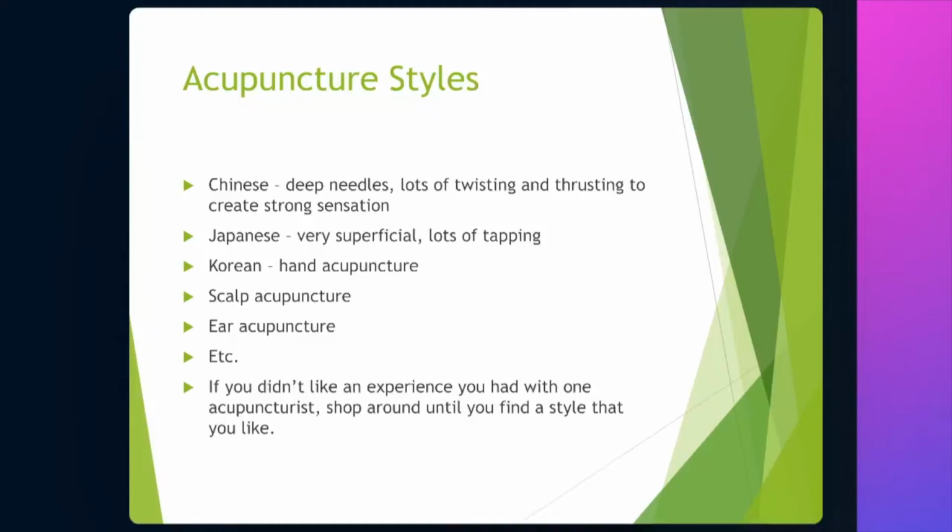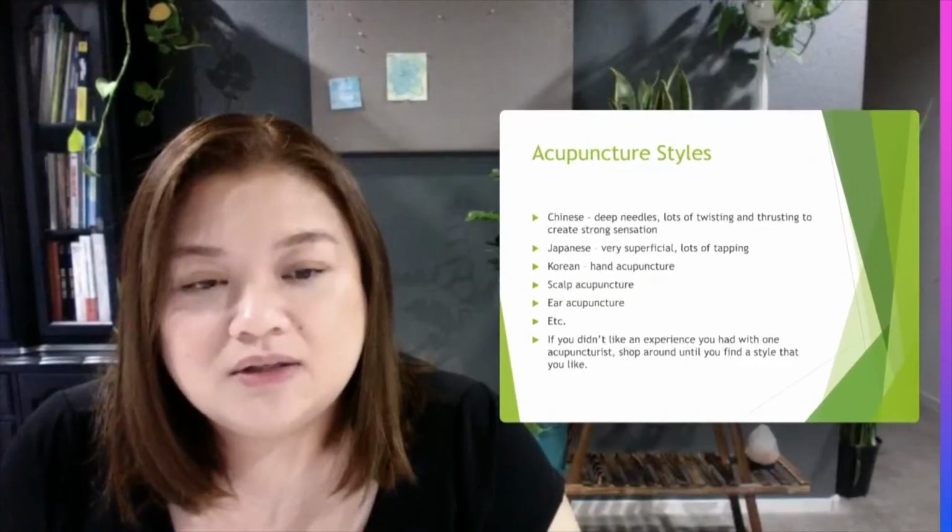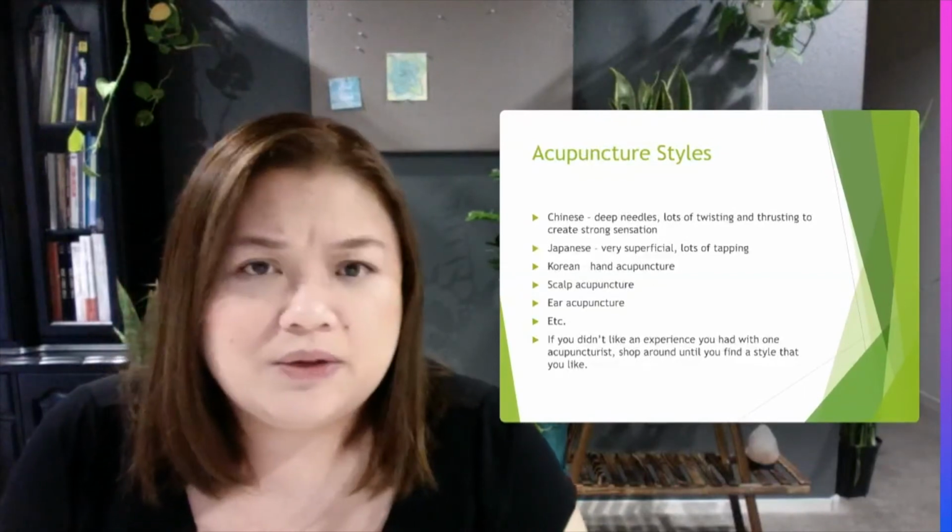Japanese acupuncture, though, is actually the opposite of that. It's very superficial. The needles are actually very long and bendy. Only a little bit goes into the body, and there's lots and lots of tapping in Japanese acupuncture. And then we have Korean hand acupuncture, which became popular, or was developed, in the 70s. And so there's something in Chinese medicine called the macrocosm and the microcosm.